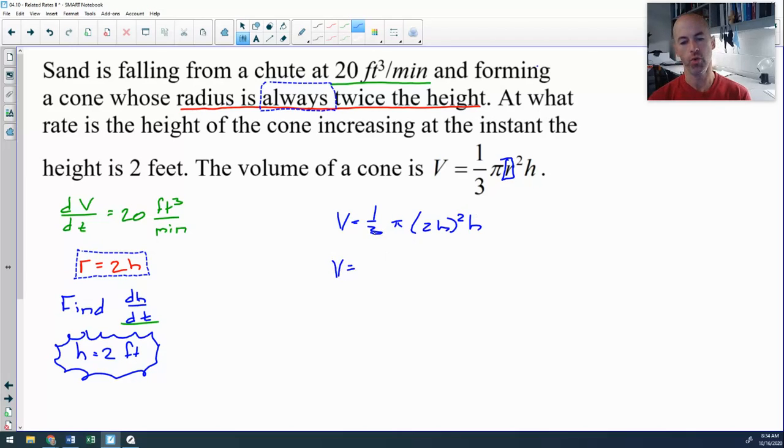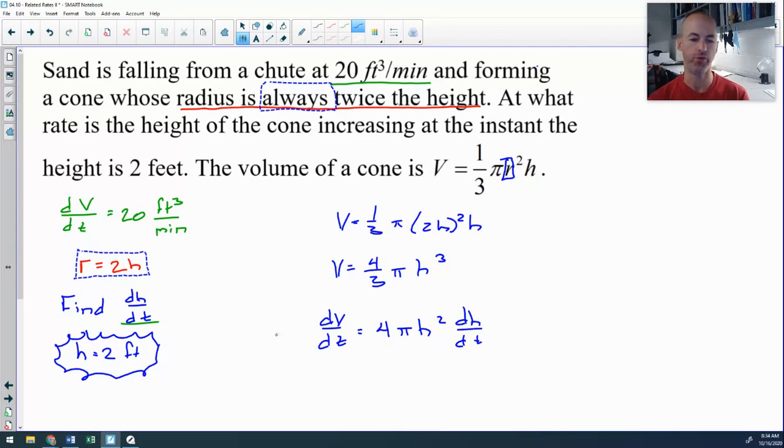And then before I do the derivative, I'm going to clean that up, and my volume turns into 1/3 pi (2h) squared, which would be 4h squared. That'll simplify to 4/3 pi h cubed. And now my derivative just got significantly easier. I don't have a product rule. I have a nice power rule. The derivative of that would be 4/3 pi times 3h squared, and I'm going to cancel those threes. So my derivative ends up being 4 pi h squared dh dt.